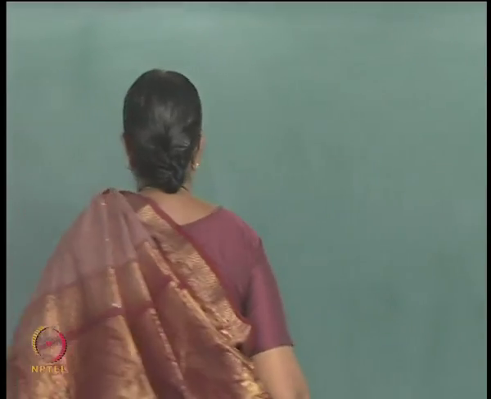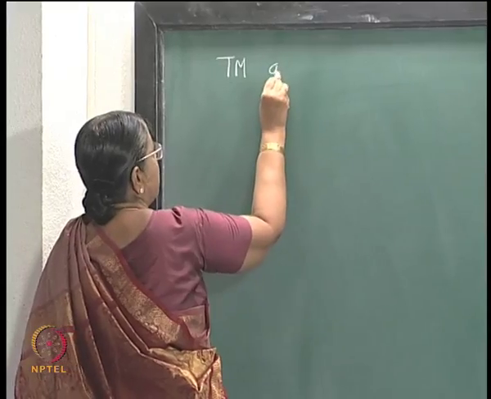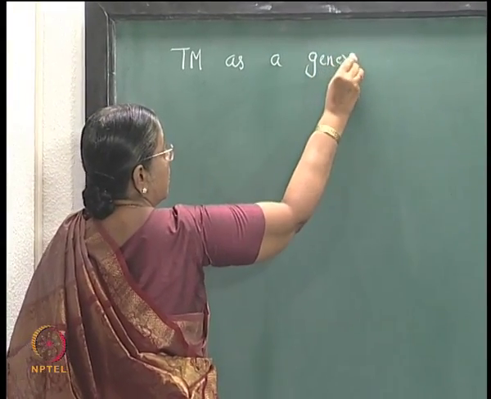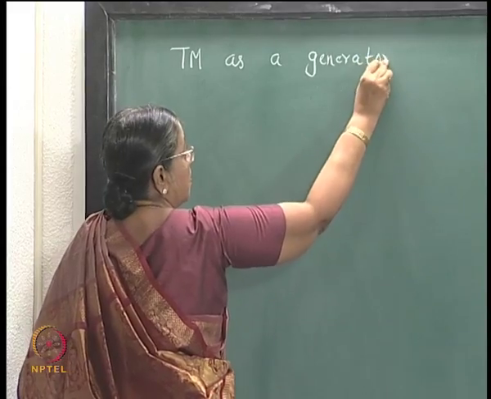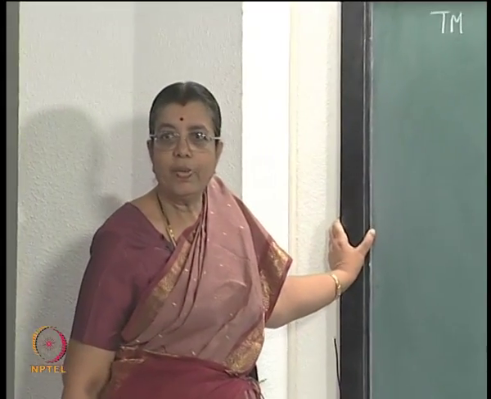Today we shall consider the Turing machine as a generating device. We have considered the Turing machine as an input output device computing something, and we have also looked at the Turing machine as an accepting device, accepting type 0 languages.